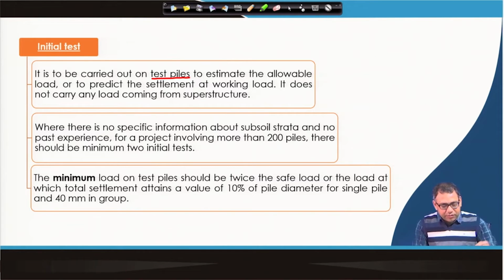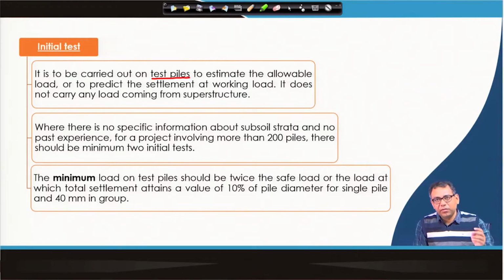Where no specific information is given about the subsoil strata, or there is no past experience, for a project involving more than 200 piles, there should be a minimum of 2 initial tests. So, how much load can we apply on a test pile? The minimum load on a test pile is twice the safe load, or the load at which total settlement attains a value of 10% of pile diameter for a single pile and 40 millimeter in a group pile.